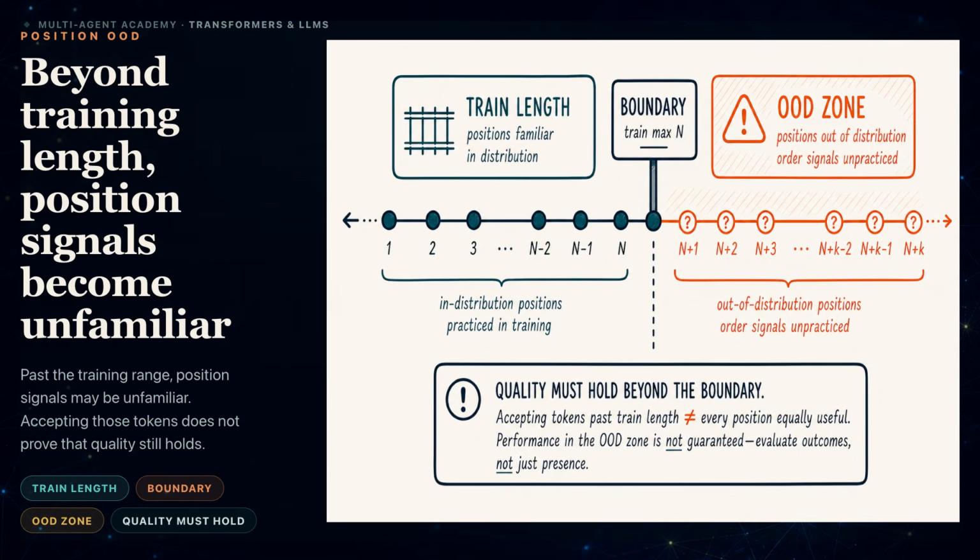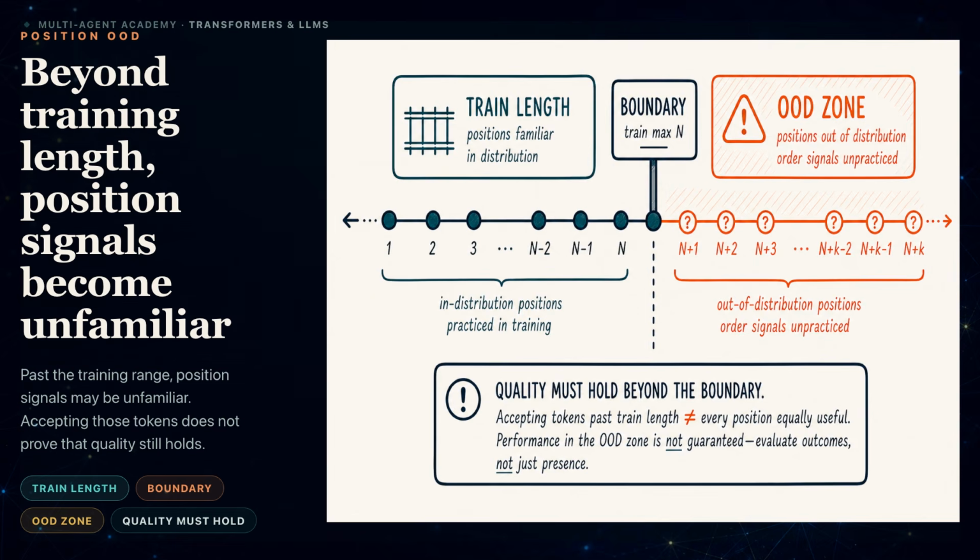Models usually train mostly on sequences within a limited length range. Positions inside that range follow ordering and distance patterns the model has seen many times. When a prompt goes far beyond the training range, those position signals may become unfamiliar. We call this position out of distribution. The model must now handle positions and distances that appeared less often or did not appear at all during training.